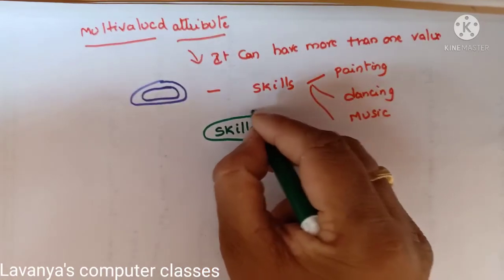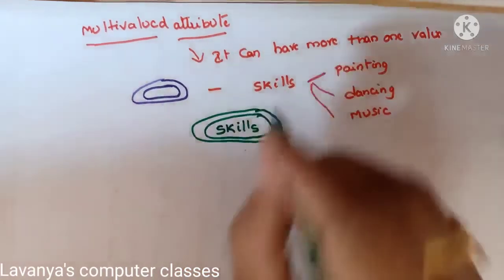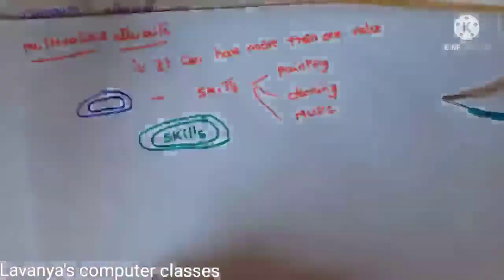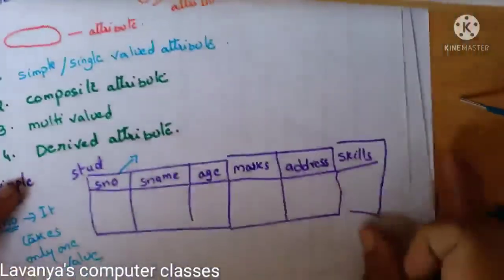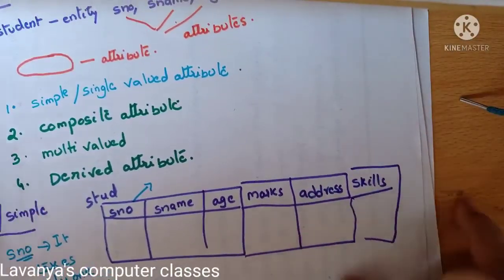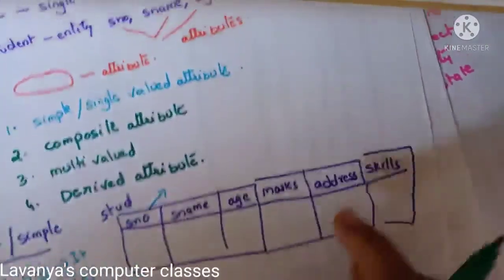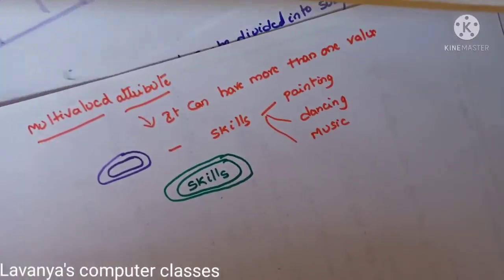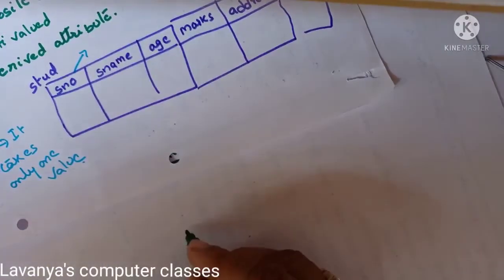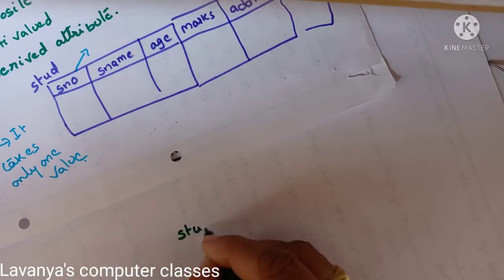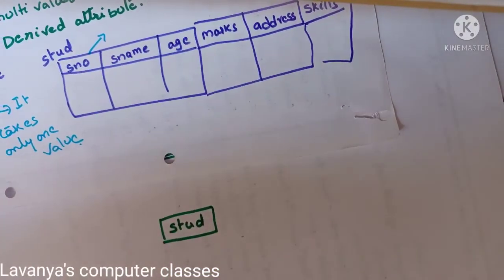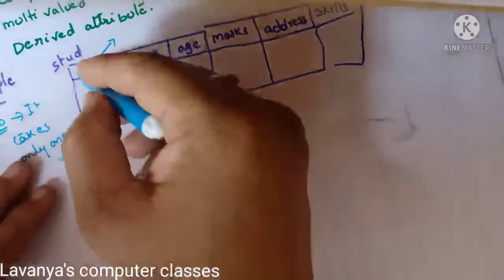So how can you draw a multi-valued attribute? Take two ellipses, and inside the ellipse we write skills. Now I will give one example. Previously I took the example of a student entity set with attributes serial number, S name, age, marks and skills. Now I am drawing the ER diagram for this. First, student is an entity set. For an entity set, the symbol is a rectangle. So take one rectangle, and inside the rectangle write the name of the entity set, student.